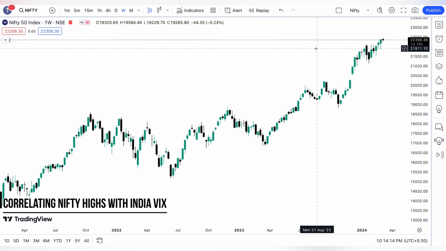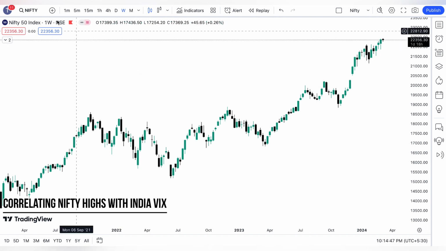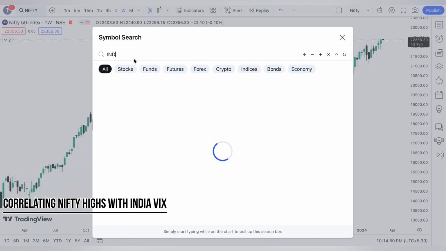In this video, I want to cover the correlation of India VIX with the new highs that Nifty is reaching. It is very important to see India VIX as an index in correlation with the broader markets, so that we are able to relate how far the volatility is stretching every time the Nifty is making a new high. It is very simple to do that. So we will look at the India VIX.